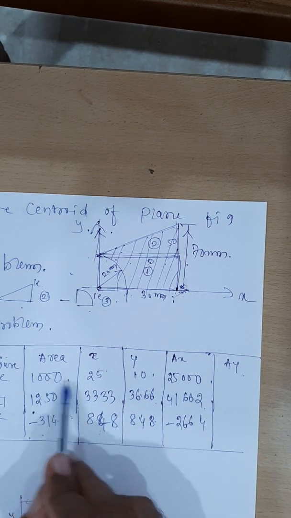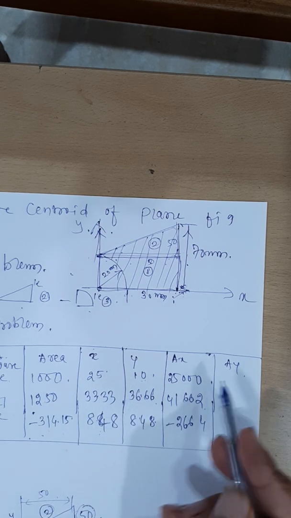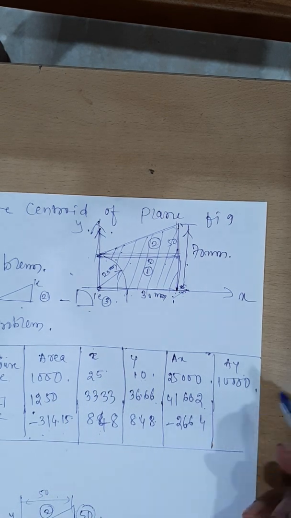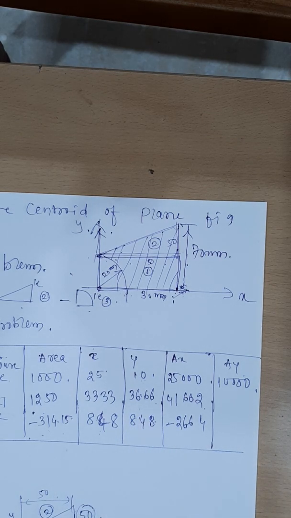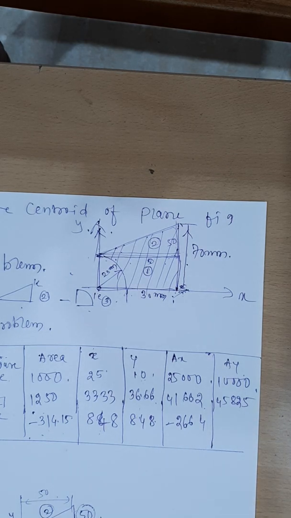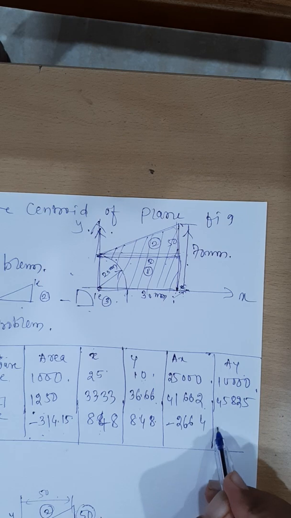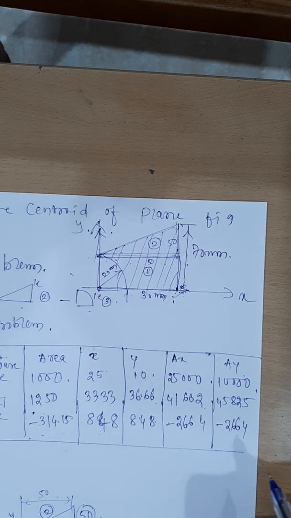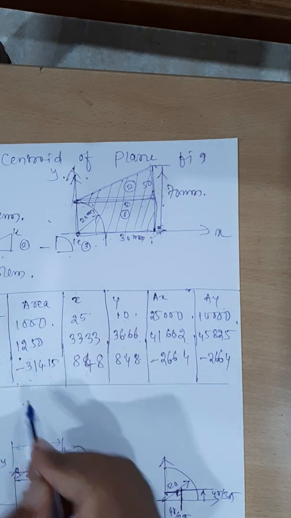Calculate the A1y1, 10,000. A2y2, yes, 1250 into 36.66 equal to 45825. 45825. And the last one is A3y3. A3y3, yes, this will be the same as this one, minus 2664. Right? Now you get all the areas.